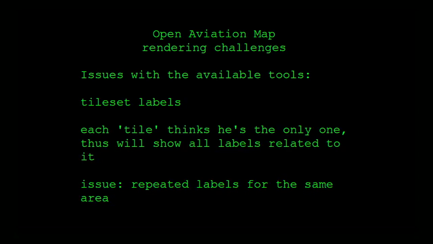So if it finds that a label has to be rendered, each of them will render it in that small tile. Now, if you have a huge area, then you're going to have a zillion labels saying the same thing, which is annoying. So then you have to do what is called meta tiling, basically create a big tile and cut it up later, and then hopefully this double labeling issue will go away.